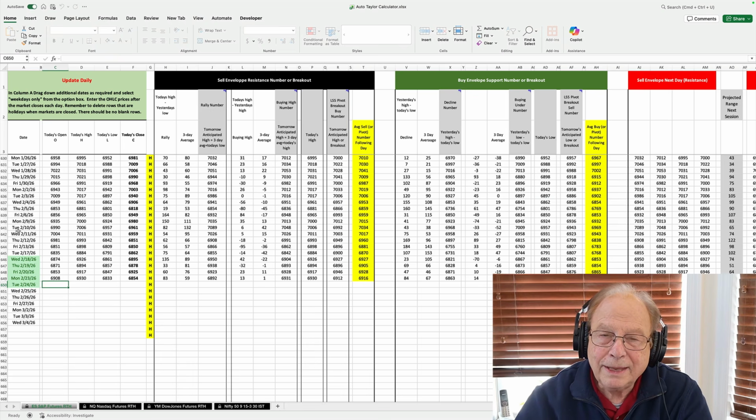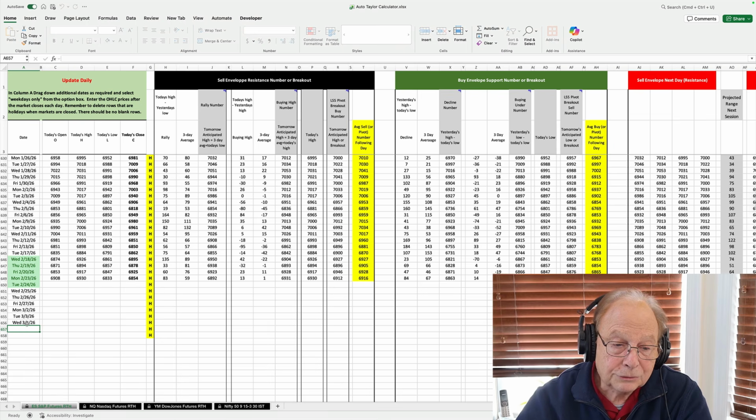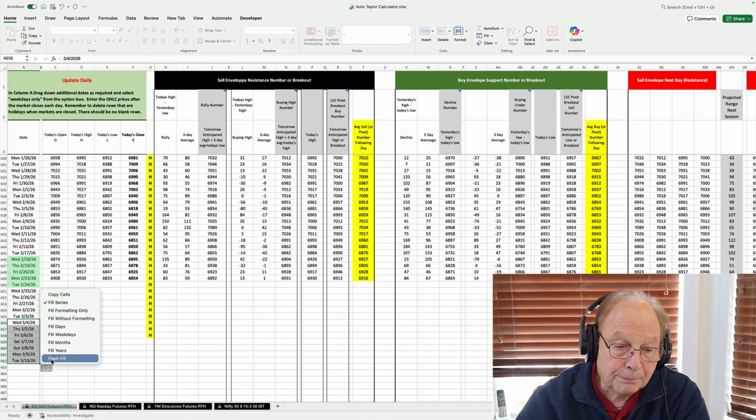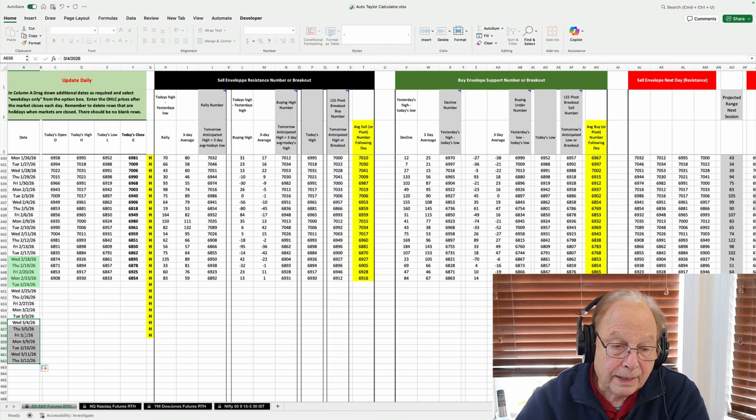They exclude weekends, they exclude holidays, and days where the market doesn't trade. So I keep my first column consecutive dates. I'm going to show you how I do that. I just drag down. This is a common, regular Excel spreadsheet. I drag down, fills in the dates, and then in the option box I click Fill Weekdays. And that gets rid of any weekend days.